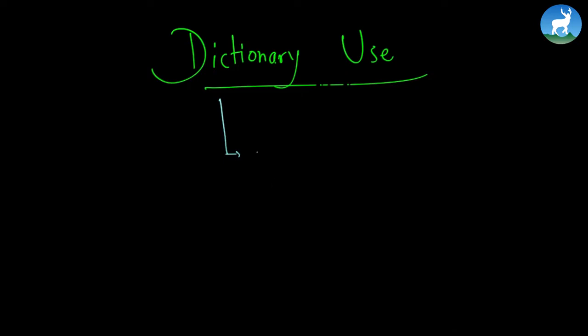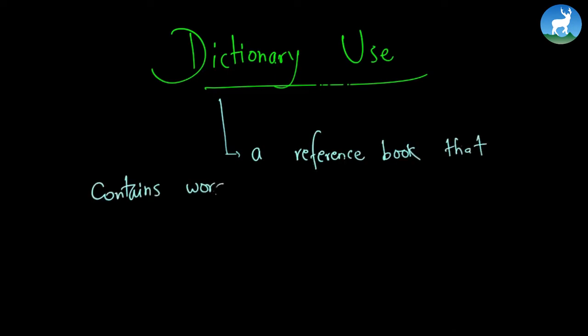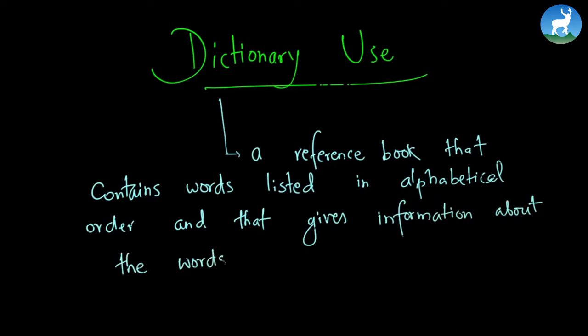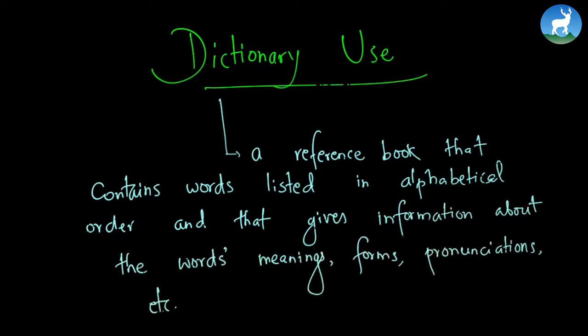So let's define it. Dictionary is a reference book that contains words listed in alphabetical order, and that gives information about the words, meanings, forms, pronunciations, etc. Right? So this could be a tentative definition of a dictionary. So it's a reference book, right? So you will find a lot of words listed in alphabetical order. So whenever you're looking up a word, you need to follow the fixed alphabetical order.